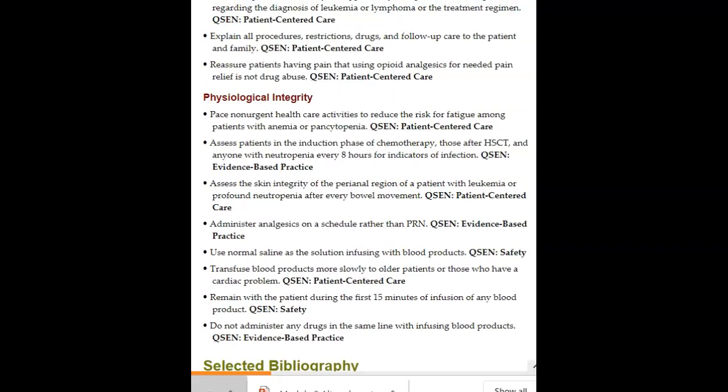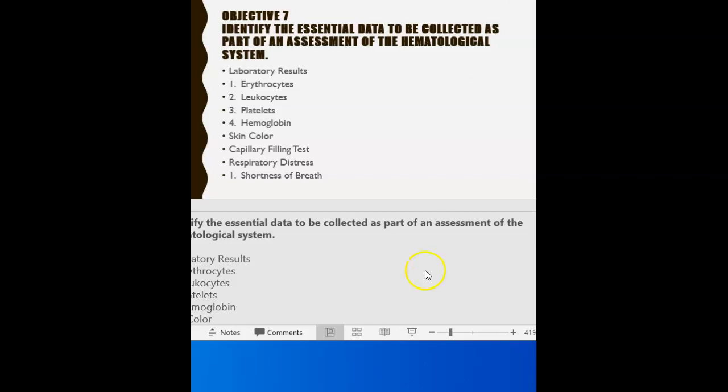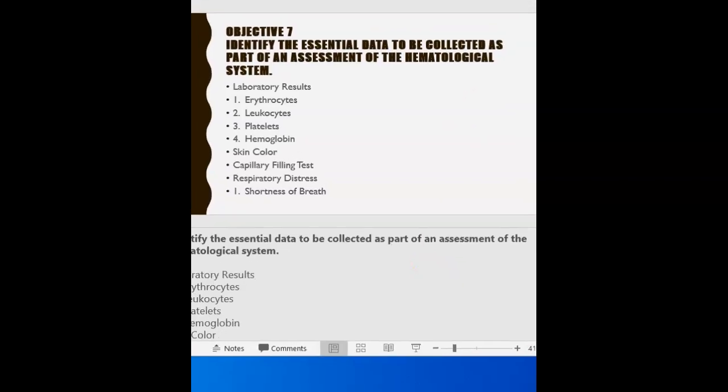I want everyone to make sure you look at your lab results. I did pull this from your syllabus over here. You do have your lab results that you need to look at, and they are your erythrocytes. Make sure you know the normal lab values, your leukocytes, platelets. We talked about that. We talked about hemoglobin in previous lectures. Look at your patient's skin.